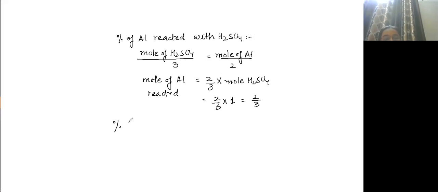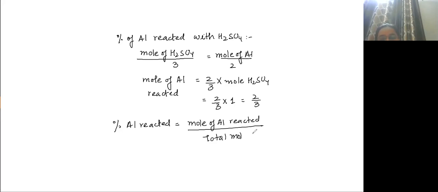How will you calculate percentage of Al reacted? Percentage of Al reacted is moles of Al reacted divided by total moles of aluminium into 100. This is how you find percentage, like marks obtained divided by total marks into 100. So Al reacted is 2 by 3, total mole is 1, into 100. So reacted percentage is 66.66%.